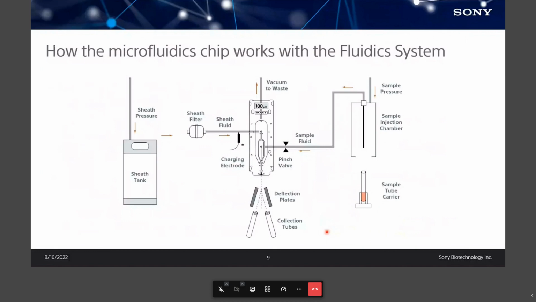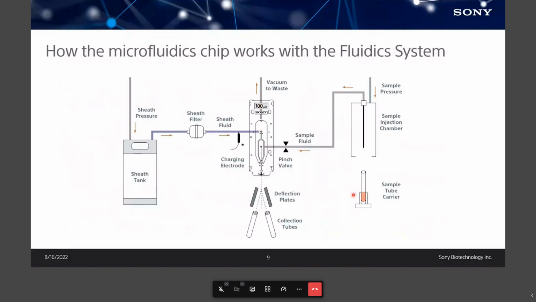Okay, so how does the microfluidics chip work within this fluidics system? Basically, like I said before, it's the core or the heart. So you have a sheath tank full of your sheath fluid. This sheath tank is pressurized, forcing sheath fluid through a 0.2 micron sheath filter into the chip.